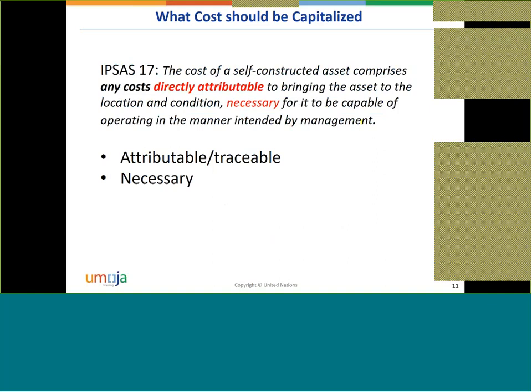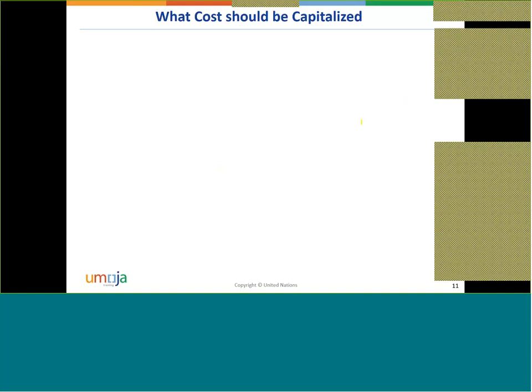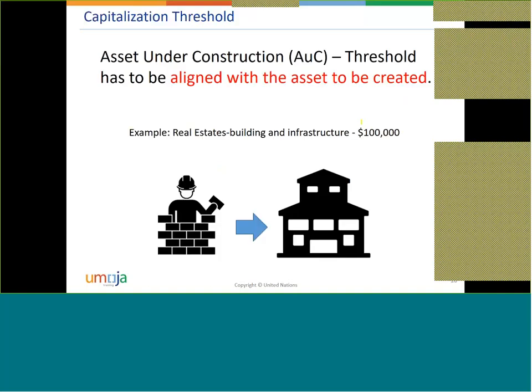And when it says necessary, it means that, okay, someone is asking me about the capitalization threshold. Let me just go back. So let me rephrase. Thank you for the question. What I was saying here, and please allow me to repeat, is that the asset under construction capitalization threshold is not defined as 100,000.